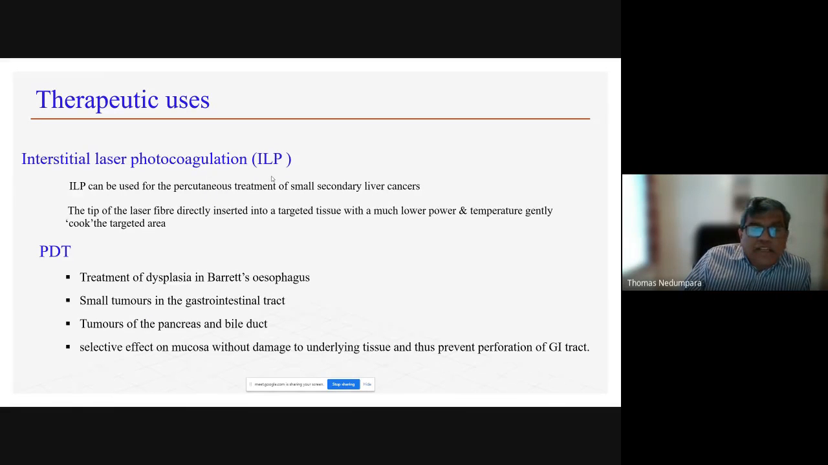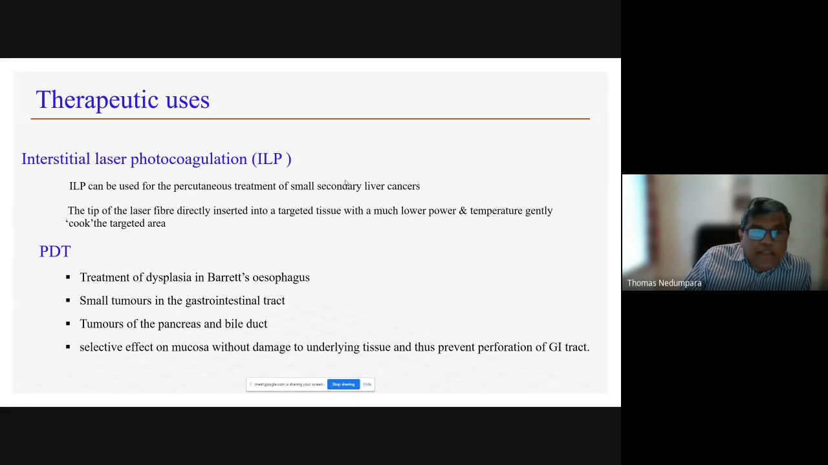Another use is interstitial laser photocoagulation. For small secondary tumors in the liver, you can insert a fiber under a CT scan and target the tissue and burn the cancer.